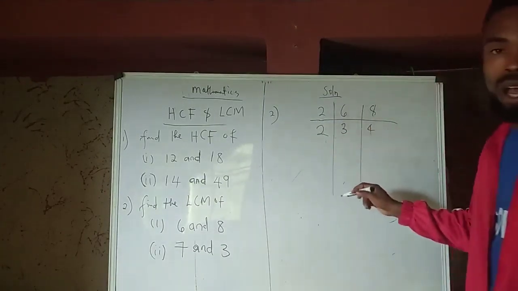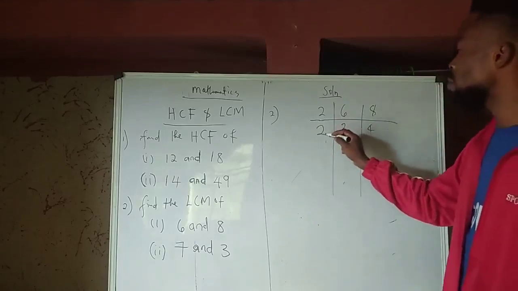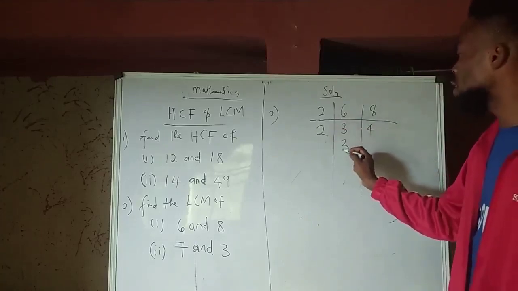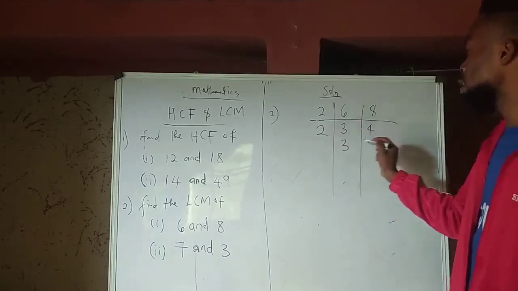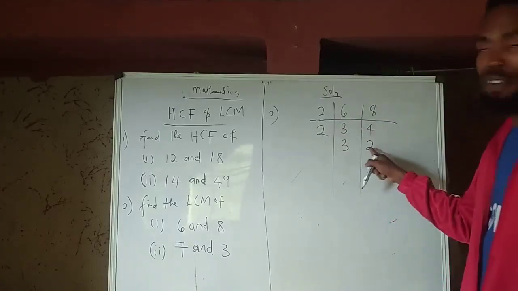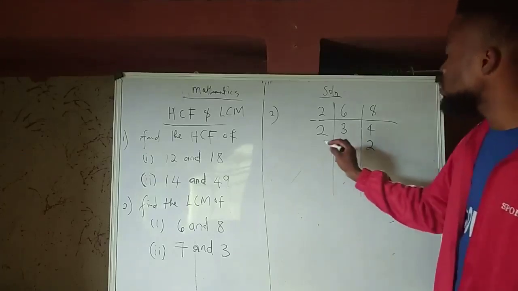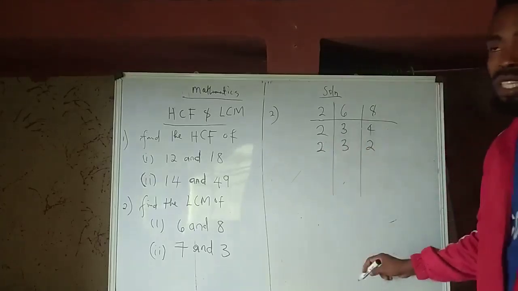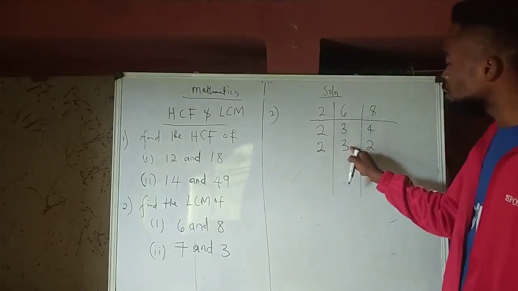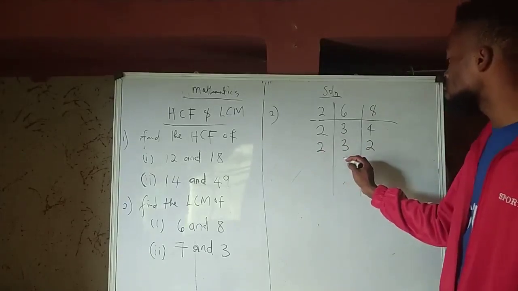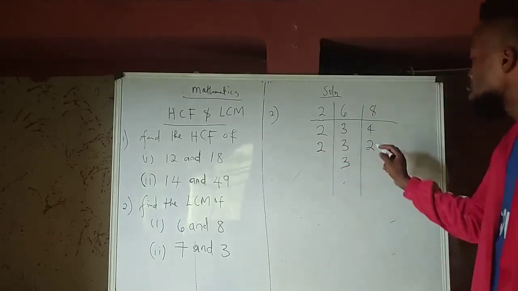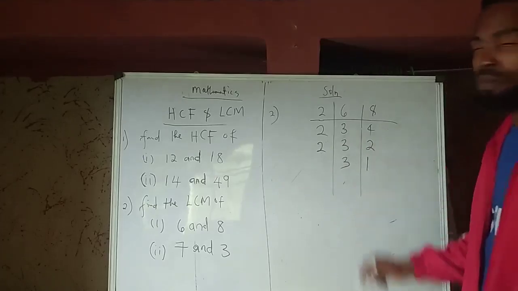3 divided by 2 cannot, so we still write our 3 here. 4 divided by 2 can, so that we have 2. Good. Can we go again with 2? Yes, we can. 3 divided by 2 cannot, so we still write our 3 here. 2 divided by 2, we have 1.